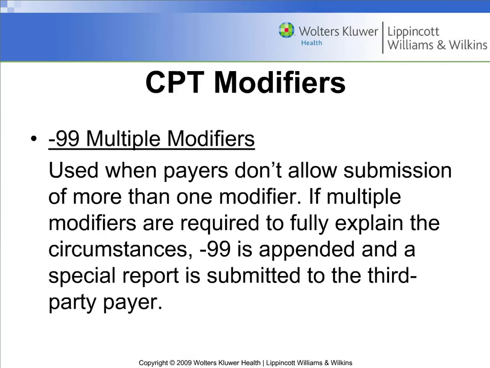Okay, modifier 99 is indicative of multiple modifiers. This is used when payers don't allow submission of more than one modifier. If multiple modifiers are required to fully explain the circumstances, modifier 99 is appended and a special report is submitted to the third-party payer.